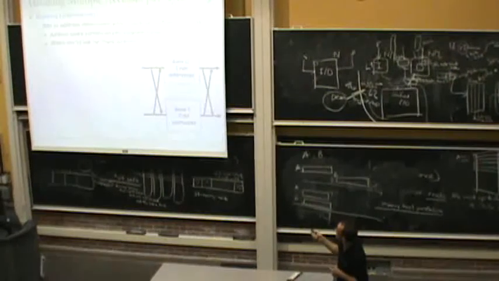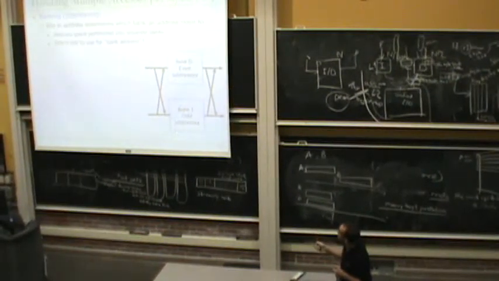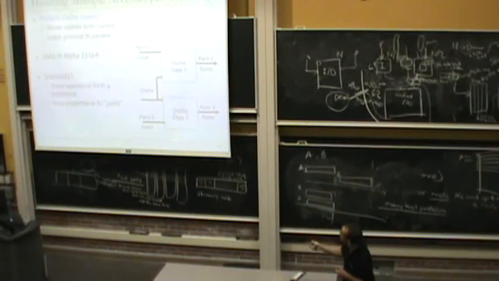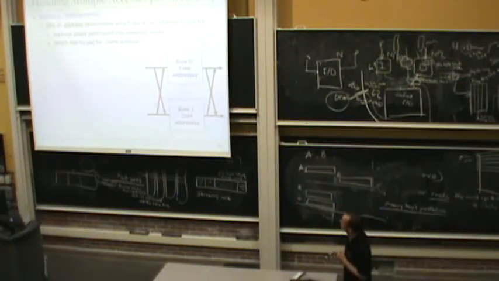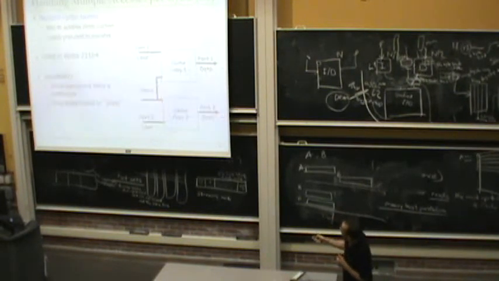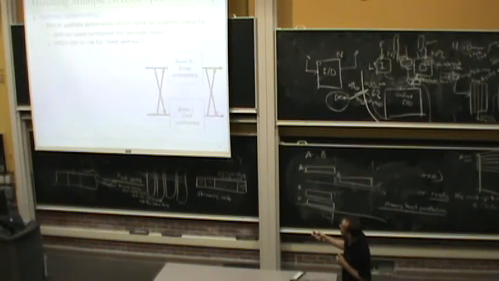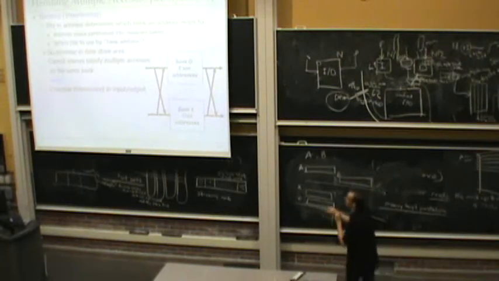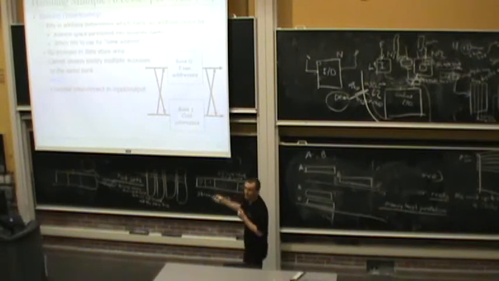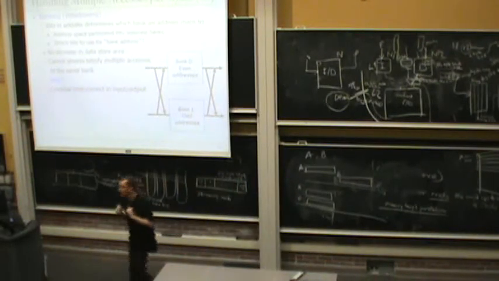The key here is address space is partitioned to separate banks. We're not having copies, right? We didn't copy the entire thing. We just divided the entire thing. So what are the upsides? There's no increase in the data store area, right? Here, we copied, so we doubled the area. Here, we didn't double the area. And we can still have parallel accesses, assuming those accesses go to different banks in the same cycle.